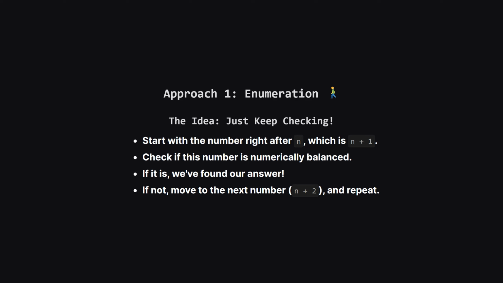We can just start checking numbers one by one, beginning with the number right after our input n. For each number, we'll ask, is this one balanced? The very first time we get a yes, we know we've found the smallest one, because we checked them in order. This is often called brute force or enumeration.